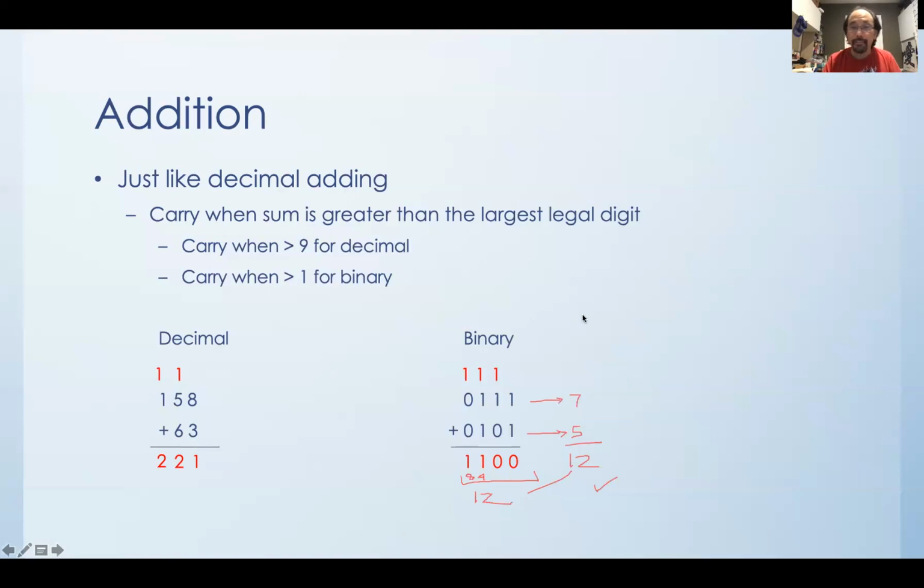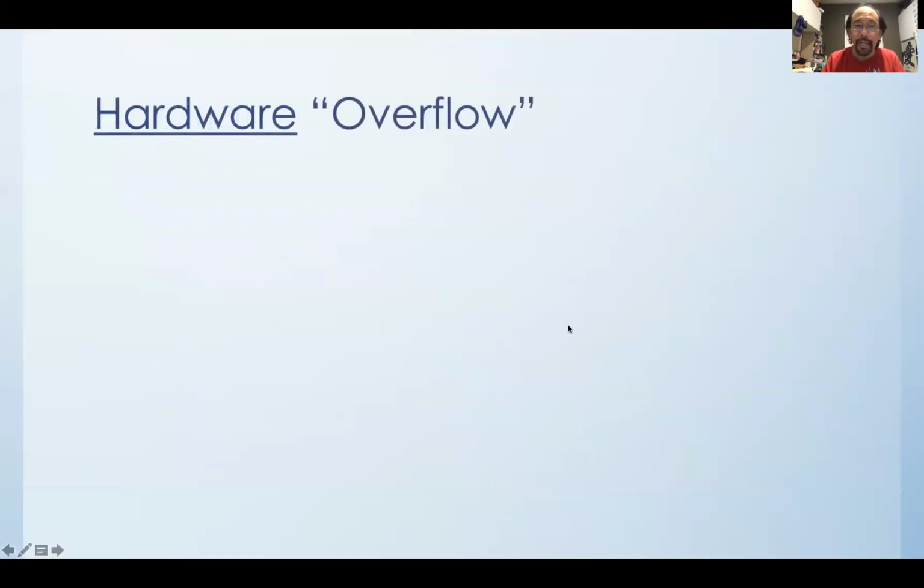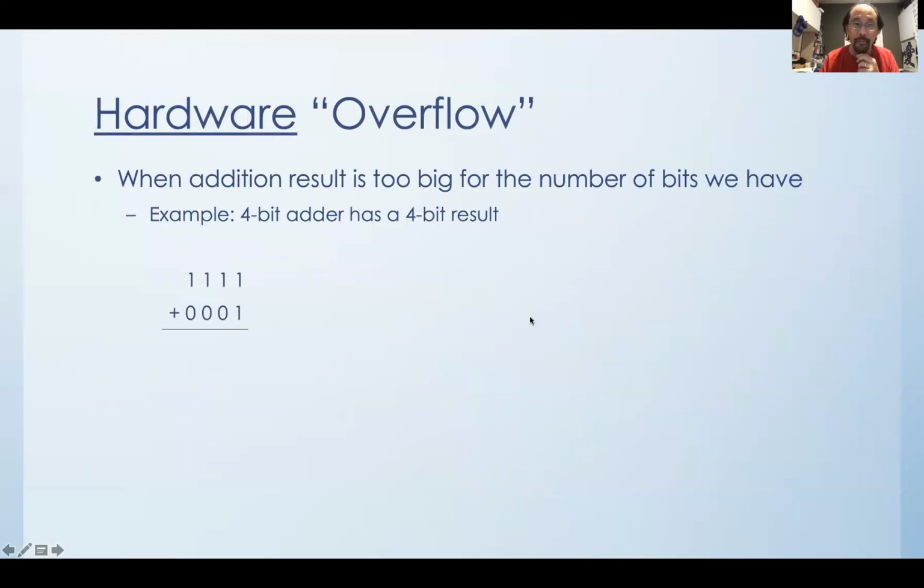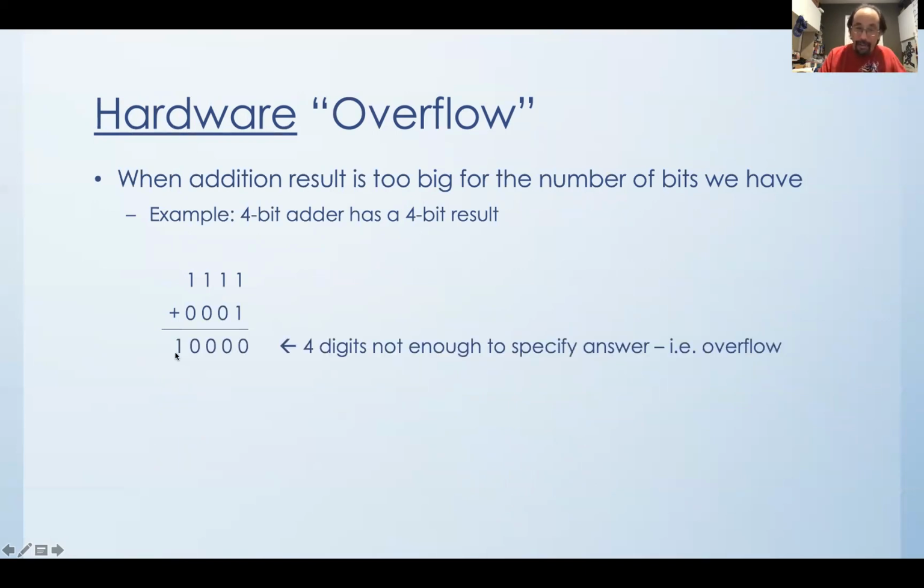Okay, that's addition. Let's look at one final thing. Oh, before we do that, there's this idea of hardware overflow. Sometimes in hardware, we only have a fixed size result. For example, maybe we have a 4-bit adder and we can only hold a 4-bit result. So in the case of adding this 4-bit number to this 4-bit number, I actually would need a 5th place value to hold the answer. 4 bits is not enough. 4 digits is not enough to specify the answer. And I say that we have what's called an overflow in that case.